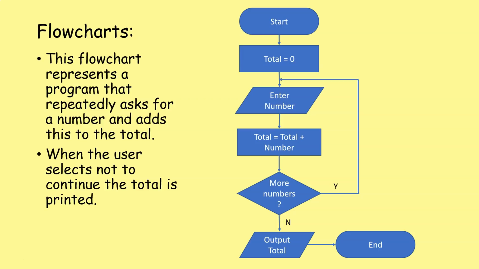And then we have a decision. Would the user like to enter more numbers? If the answer is yes, we loop back and we enter the numbers and do a bit more math. If the answer is no, we output whatever the total is, and then we end the program.